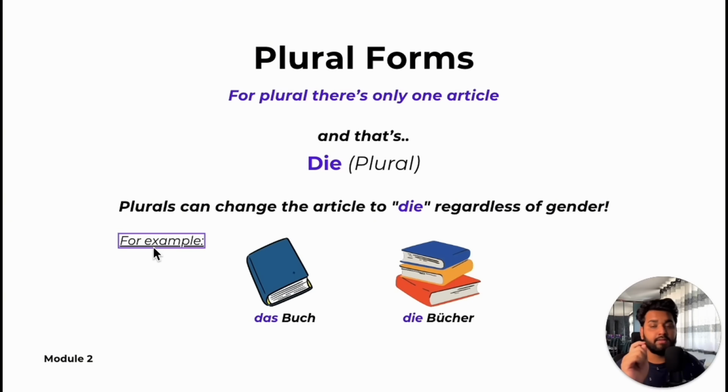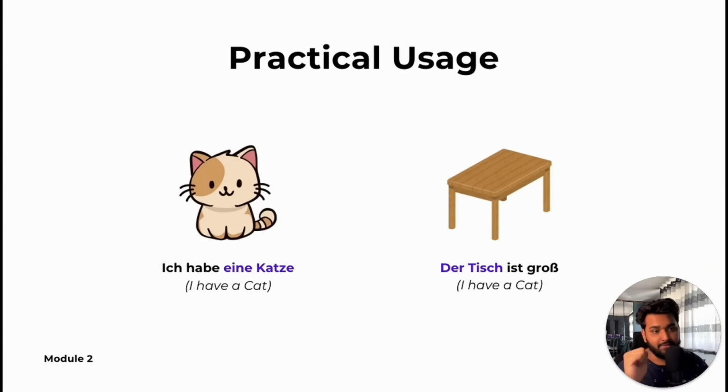For example, we know the article of book is das Buch, but if it is in plural then you will say die Bücher. Not das Bücher, it's die Bücher, because the article of plural is die. For that reason, if there are many books, like more than one book, then you will say die Bücher. So let's see some practical uses.